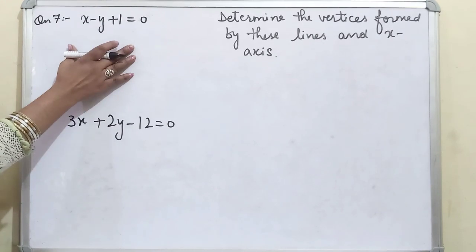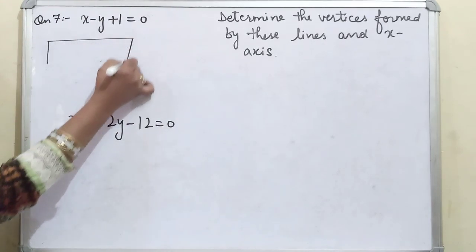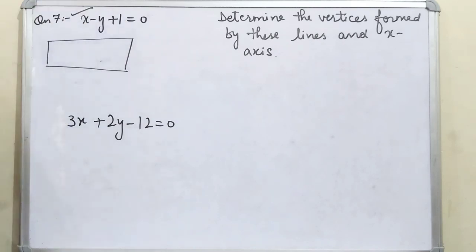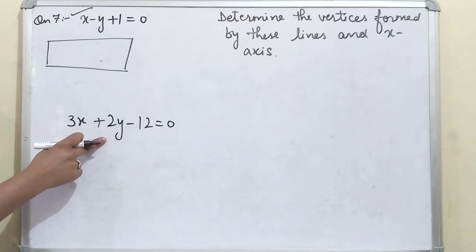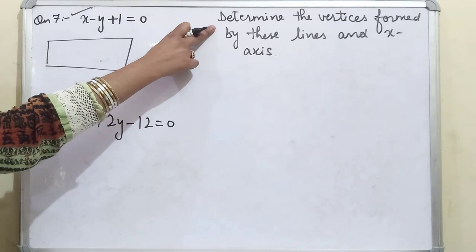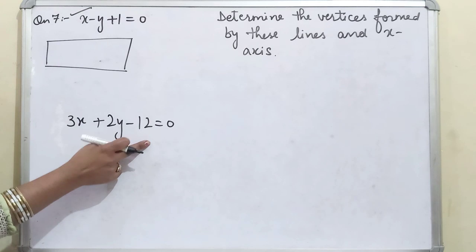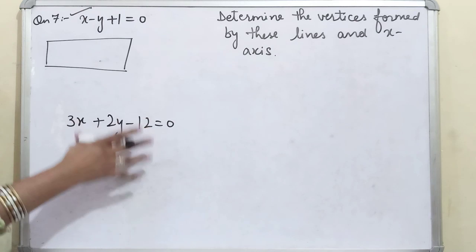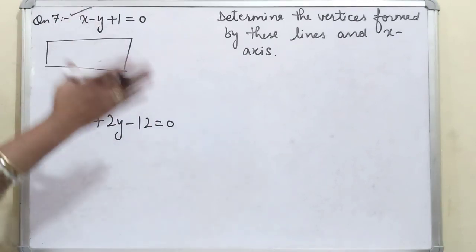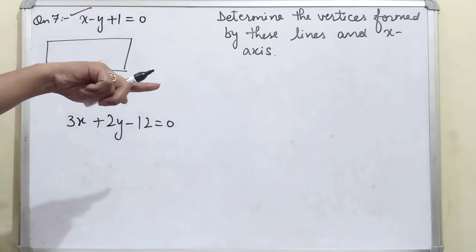I'm saying easily. You know how to plot, but still, suppose the first equation is this, and this is the second equation. He has given us two equations in the question, and he wants us to determine the vertices formed by these two lines and the x-axis. After plotting the graph, a triangle will be formed with the x-axis, and then we have to find the vertices of that triangle.